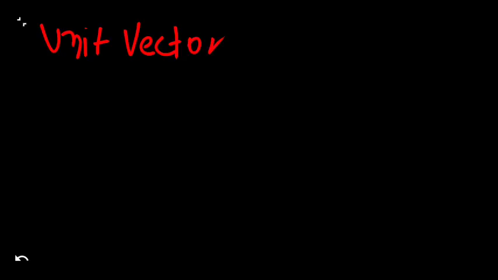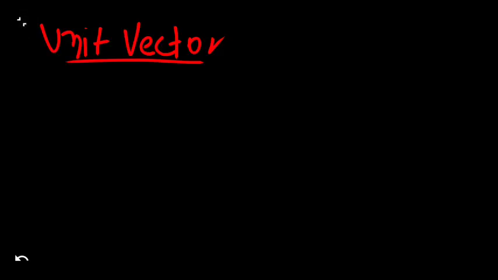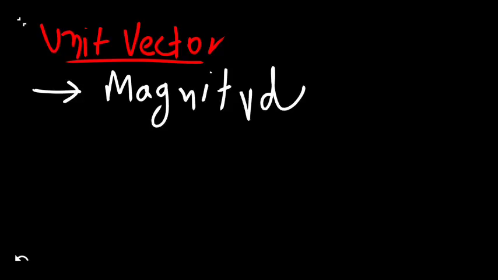Today we'll be studying about unit vectors. So let me just write it down. Unit vectors. So now you may ask, what is a unit vector? A unit vector is basically a vector which has a magnitude of 1.